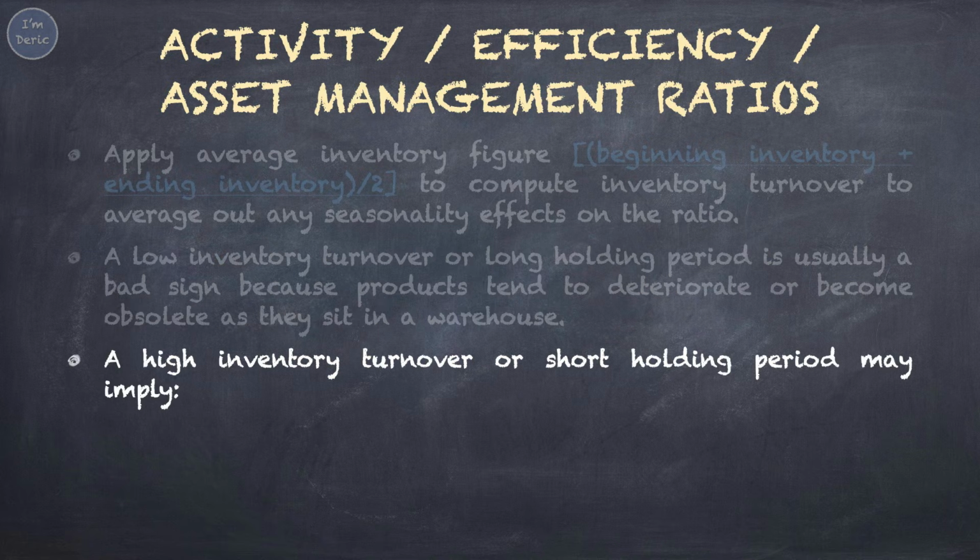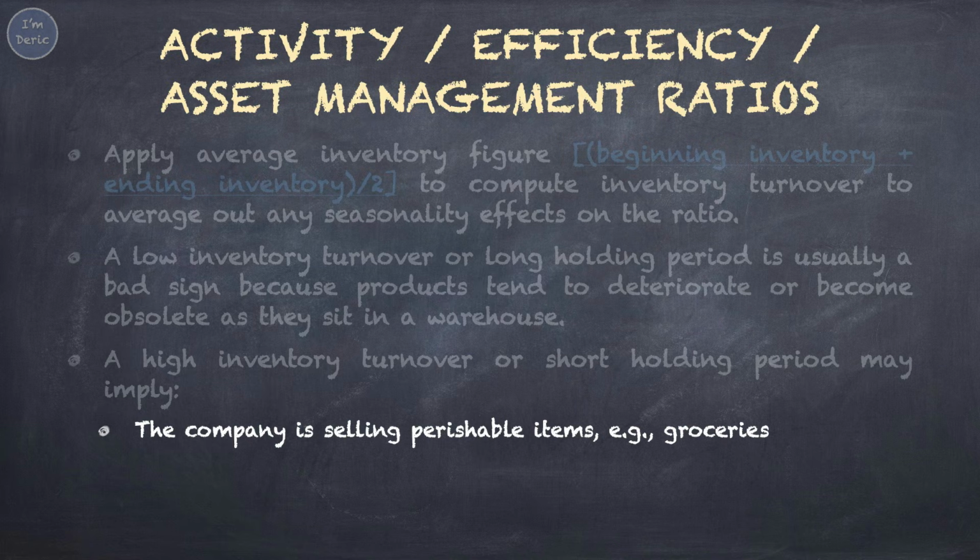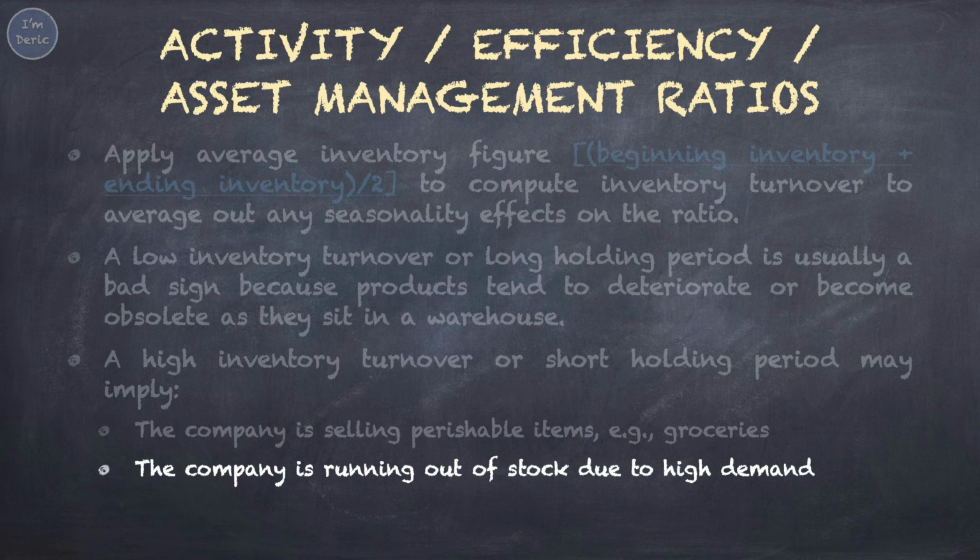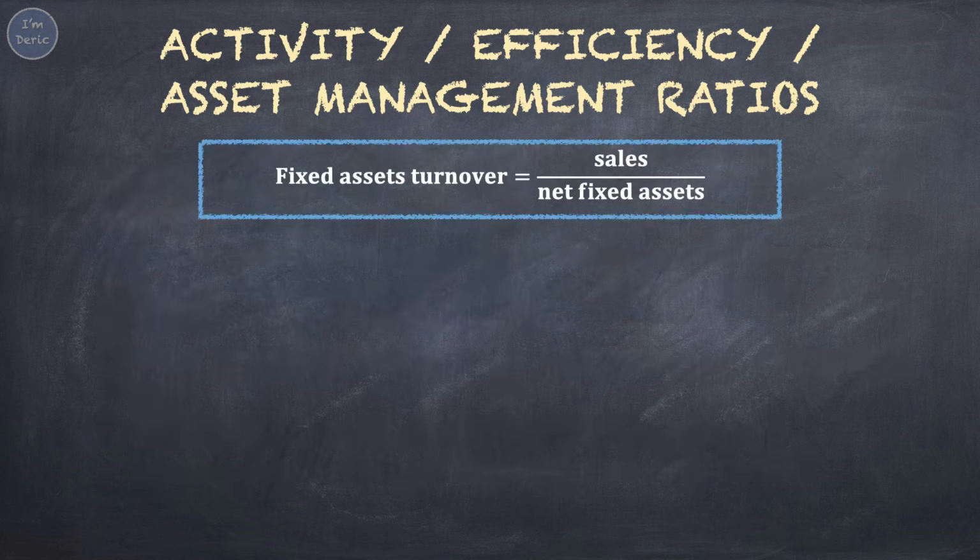A high inventory turnover or short holding period may imply the following. The company is selling perishable items, such as groceries. The company is running out of stock due to high demand of the products, which may cause losing sales to its competitors. Next, fixed assets turnover.